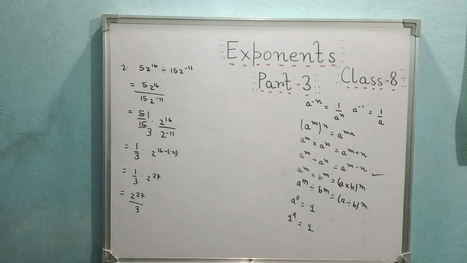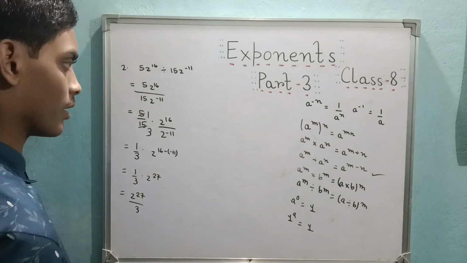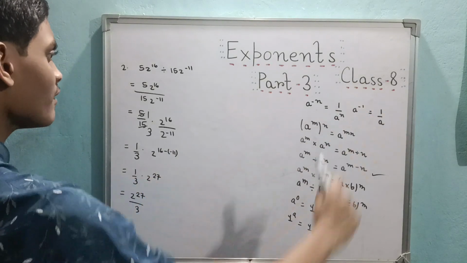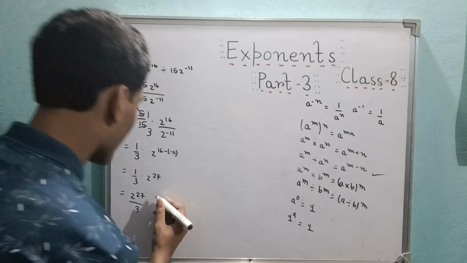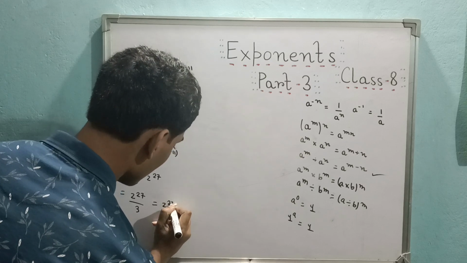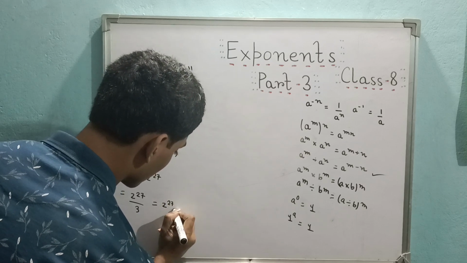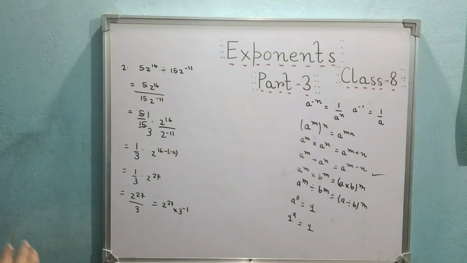Actually you can write it in this way as well. That is what, so 1 by 3 is what? See, 1 by a is a to the power minus 1. So 1 by 3 will be 3 to the power minus 1. So you can write this as z to the power 27 into 3 to the power minus 1. You can write it like this as well. So that's the answer. So simple.